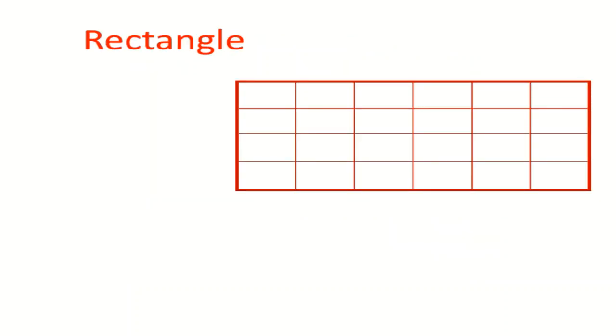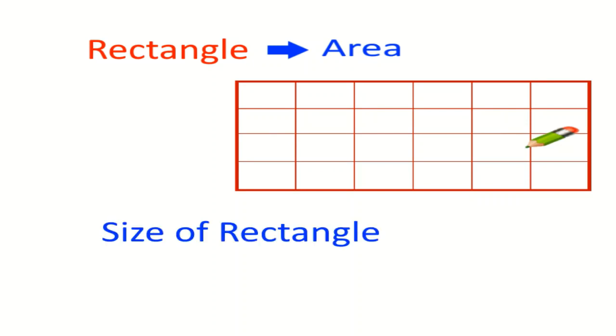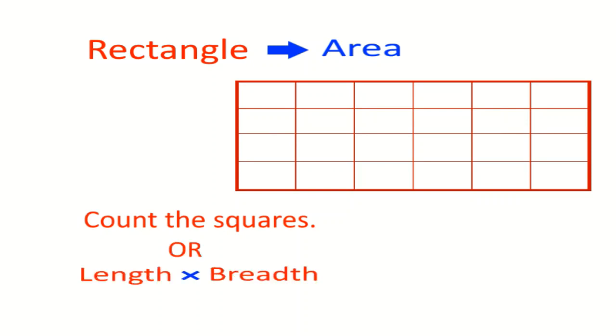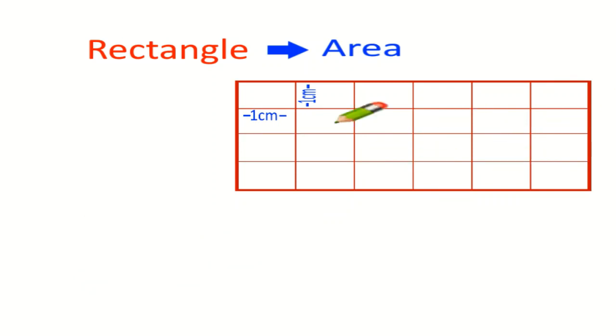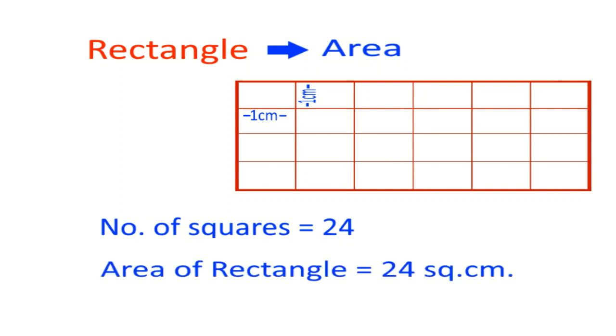Now we can find the area of a rectangle. The area of a rectangle is the space covered inside the rectangle. That means area represents the size of the rectangle. To find the area of a rectangle, we can count the squares in the rectangle, or we can multiply the length and breadth of the rectangle. Assume that each square has 1 centimeter length and 1 centimeter breadth. On counting the squares, we will get 24. That means the area of the rectangle is 24 square centimeters.